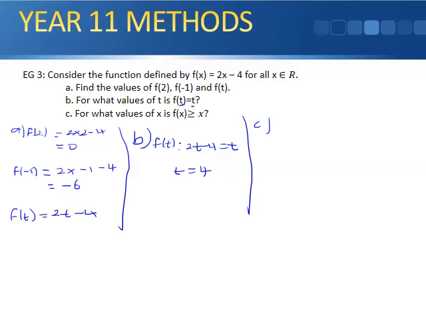And part C, for what values of x is f of x greater than or equal to 0? Well, there's my f of x. That's what that equals, 2x minus 4. So I want to know when 2x minus 4 is greater than or equal to 0. So I'll bring the x across, and I get x minus 4 is greater than or equal to 0. So x will be greater than or equal to 4. Remember, I only change the direction if I multiply or divide by a negative number.